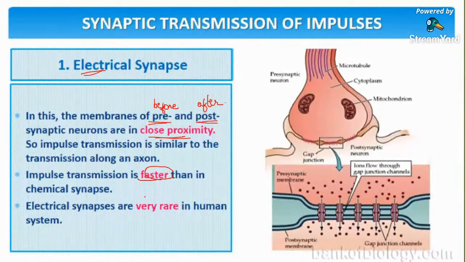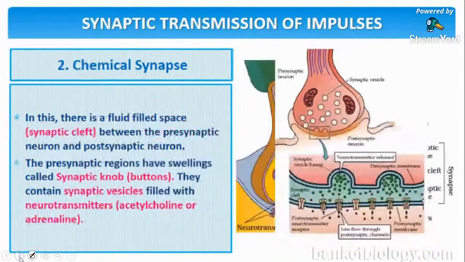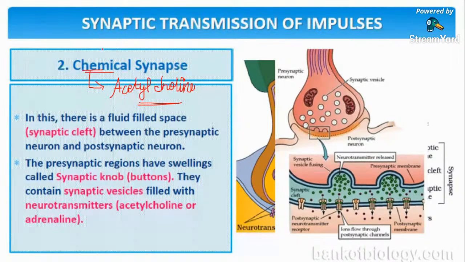This kind of transmission, when two adjacent neurons are very close to each other, is called an electrical synapse. Electrical synapses are very rare in the human system. It is all taking place with the help of chemicals. What is the chemical? It is acetylcholine, which is a neurotransmitter.